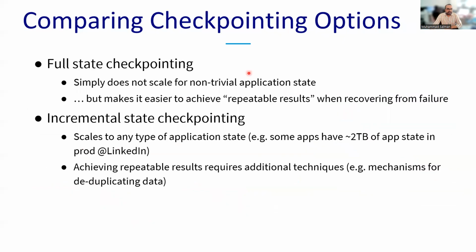It does not support full-scale checkpoints, which means that if there are non-trivial application states, it does not scale to them. However, it still makes it easier to recover a task if a failure happens. However, it does support incremental state checkpoints, which means it can scale to any type of application state to achieve repeatable results. However, it requires some additional techniques, for example, deduplication of data.